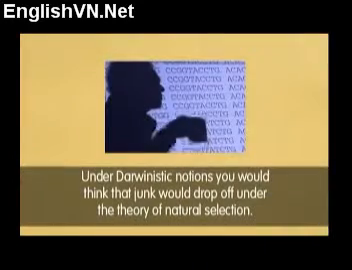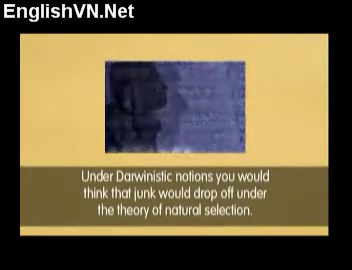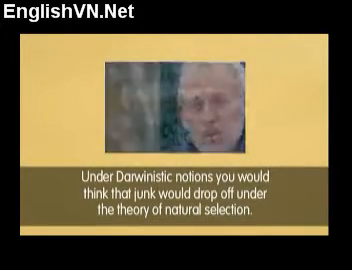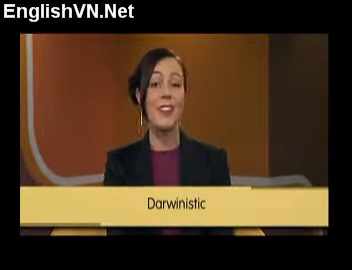Finally for today, let's have a look at how you can form adjectives from people's names. He says under Darwinistic notions, you would think that junk would drop off under the theory of natural selection. Darwinistic here is an adjective, but it's got a capital letter. Do you know why? Well, that's because it comes from the name Darwin, referring to Charles Darwin, who developed the theory of natural selection.